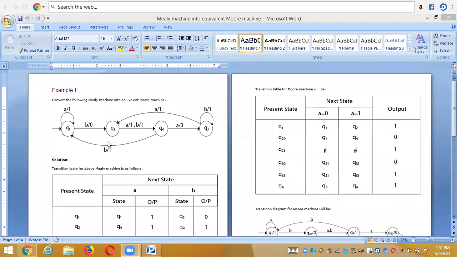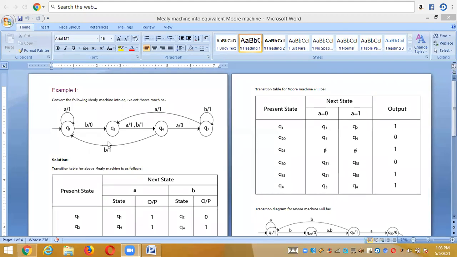First, you need to recognize which machine it is. Then, after recognizing which machine it is, you need to check how to convert it into its equivalent machine. If you know the procedure of conversion step by step, then it is very easy for you to convert the given Moore machine or given Mealy machine into its equivalent Mealy or Moore. Up to now I explained the conversion of Moore to Mealy. I think it is very easy for you.